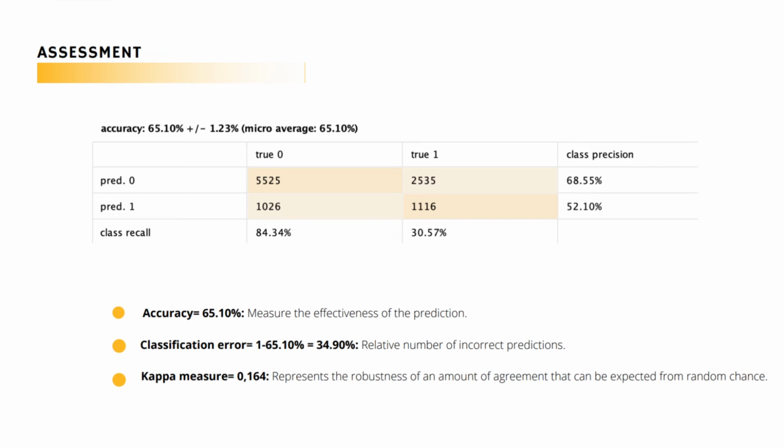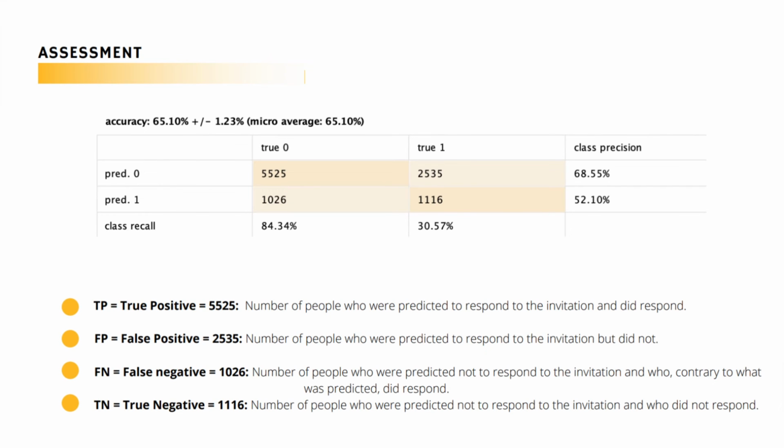Thanks to the accuracy, we can calculate the classification error, which is 1 minus 65.10%. And the result is equal to 34.9%, which is a good result because it means that we are only wrong about 34.9% of the time. In addition, we can explain the accuracy of our model in several ways.